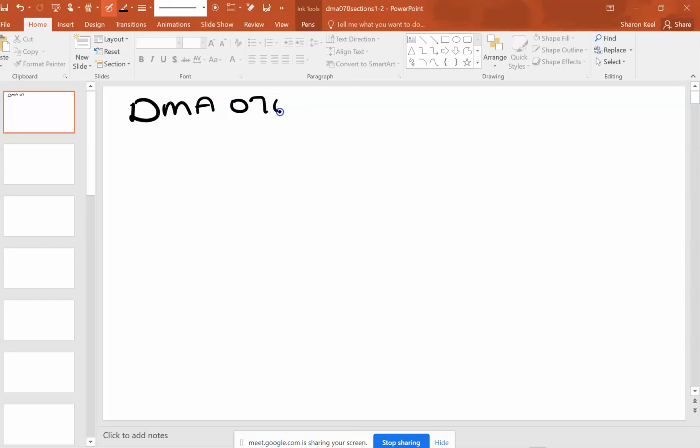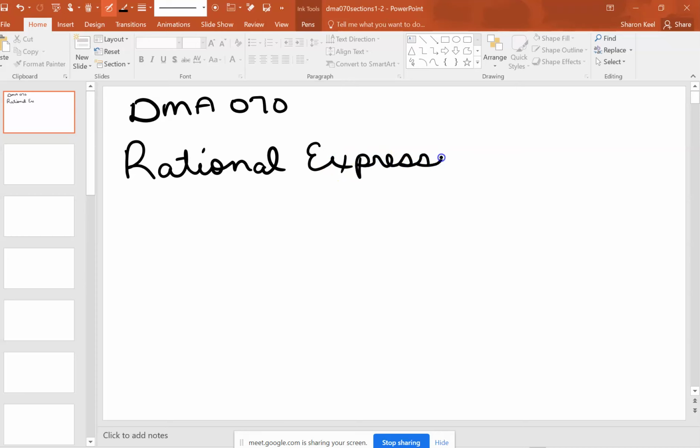Okay, DMA 070, and DMA 070, we will be working with rational expressions, rational functions, anything that has to do with something rational. So when you see the word rational expression, I want you to think about a fraction.